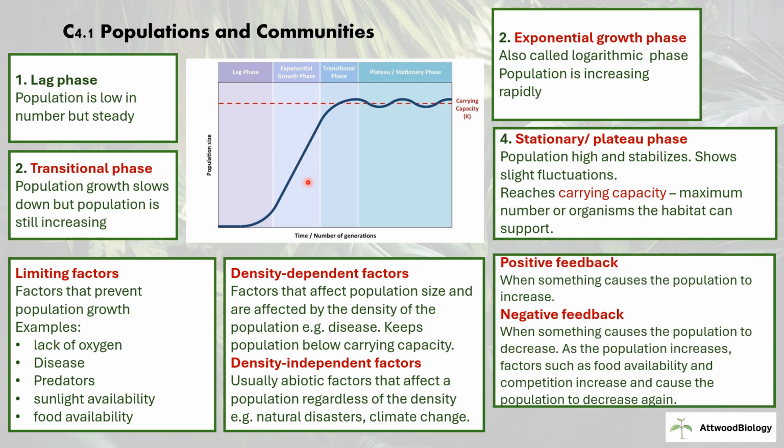We've then got positive feedback and negative feedback, which you probably have met before. Positive feedback is where something causes the population to increase, and negative feedback is something that causes the population to decrease. So that could be food availability, it could be competition, it could be a disease, but whatever it's doing, it's causing the population to decrease.